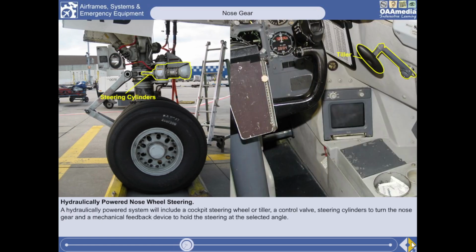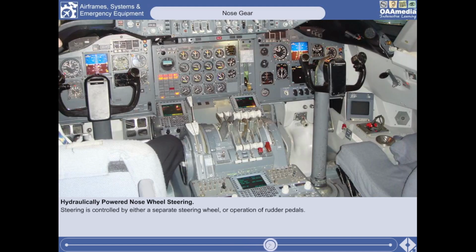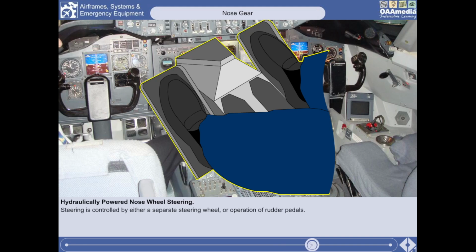A hydraulically powered system may include a cockpit steering wheel or tiller, a control valve, steering cylinders to hold the nose gear, and a mechanical feedback device to hold the nose wheel at the selected angle. Steering is controlled, depending on the type of aircraft, by either the steering wheel or tiller, or by the operation of the rudder pedals. On some aircraft, the rudder pedals have a limited steering capability, allowing the pilot to keep the aircraft straight during takeoff, whilst normal ground maneuvering is achieved using the steering tiller.